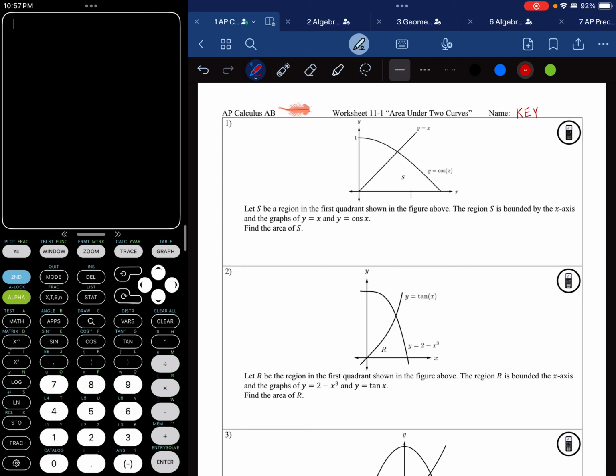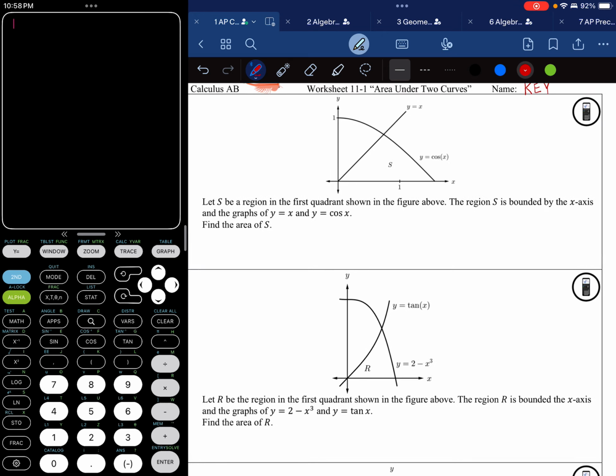This is AP Calculus AB. We are on worksheet 11-1, area under two curves. Let's begin. In number one, we're trying to find the area of S, as always.